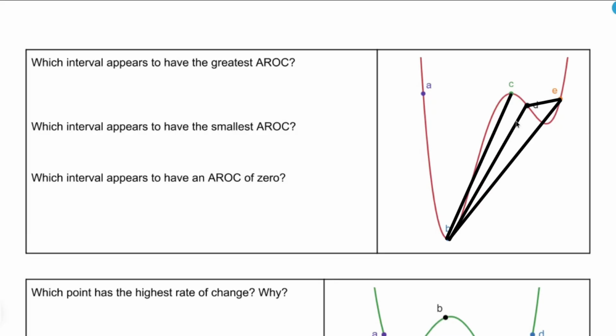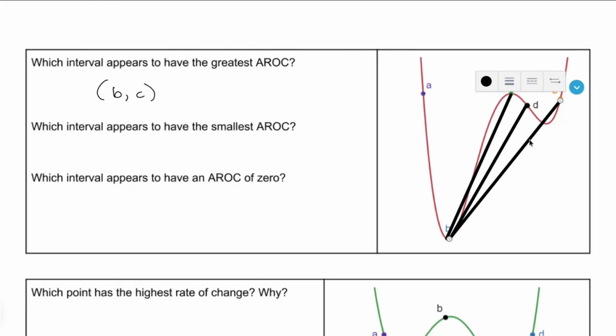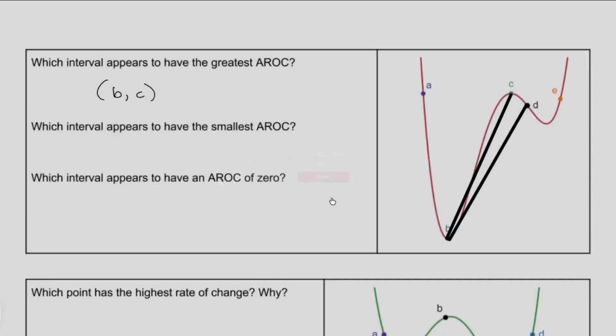All right. Which of these is going to be the greatest average rate of change? Well, we find that by seeing which one is the steepest, and the steepest one is going to be from B to C, so that's going to be our answer. B to D is close, okay, but that's really the only possible answer. All right, so let's clear these out. Delete, yes, and delete, yes, and delete, yes.